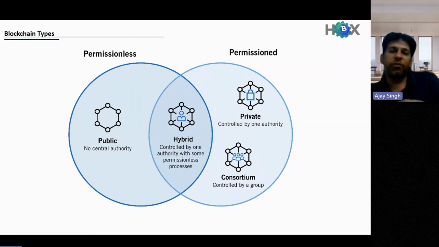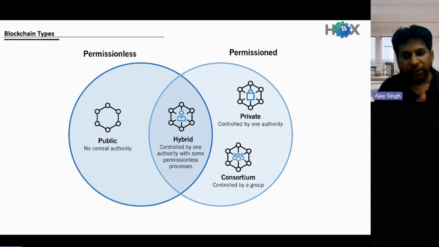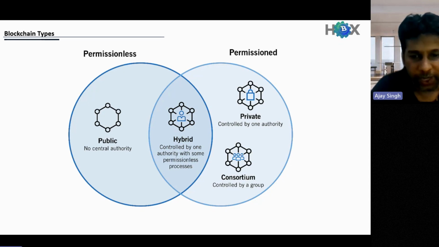Now, if there are use cases which require certain data to be transparently available and, at the same time, certain data to be available only to a private group or consortium, such blockchain types are called hybrid types, in which it is controlled by one authority, but with a permissionless process. Okay, so that's today's general introduction to blockchain. Before jumping to the problem statement and the core topic, any question at this point of time?